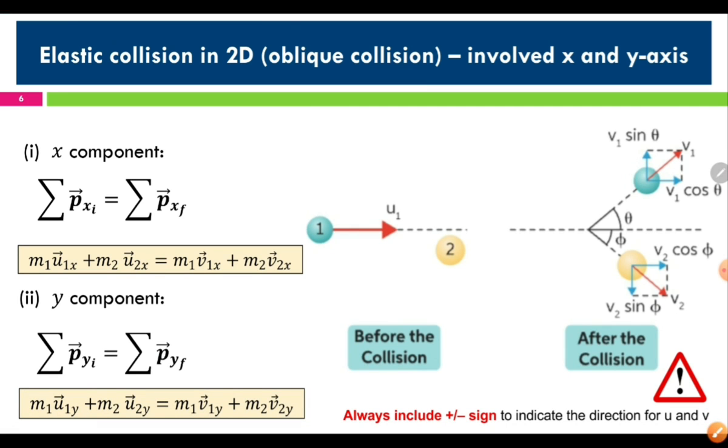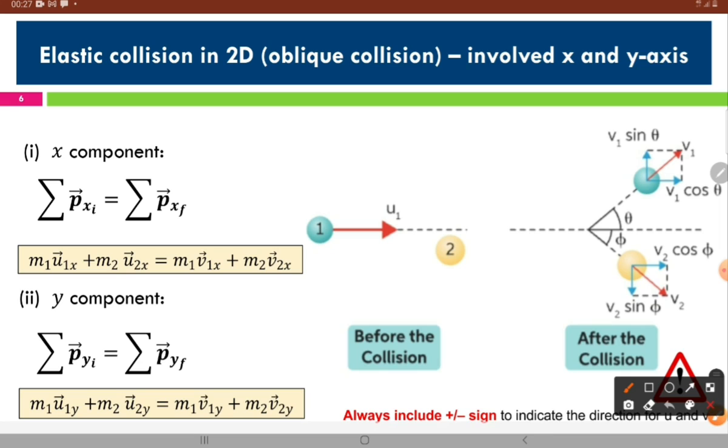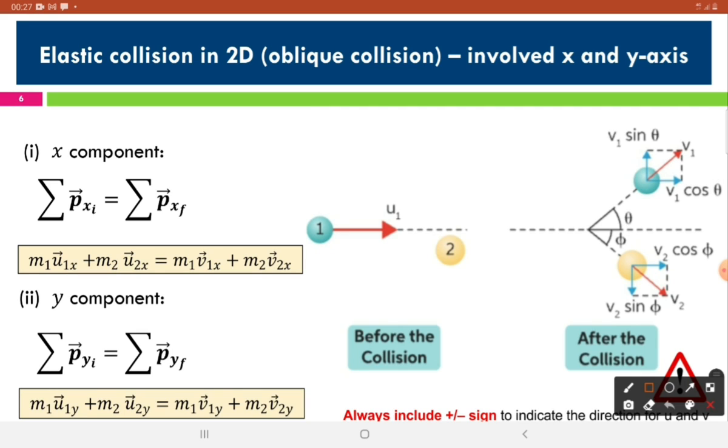Okay, we move to elastic collision in 2D, which is known as oblique collision. Oblique collision means during the collision, it involves the x and y axis. Since momentum is a vector quantity, and for oblique collision it involves the x and y axis, we need to apply the principle of conservation of linear momentum separately along x, which is total pxi is equal to total pxf. You expand this formula.